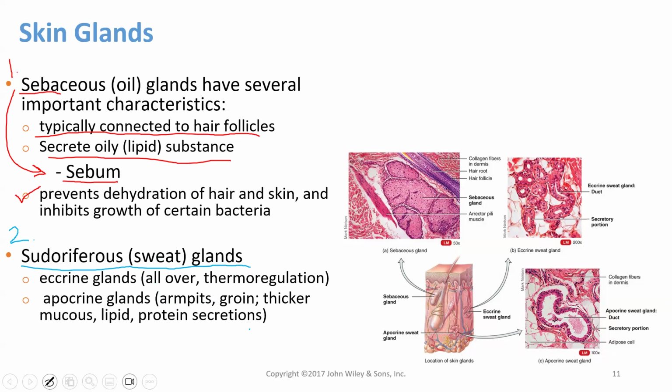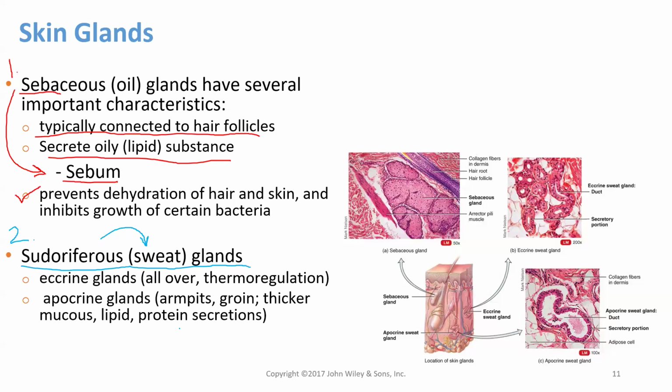Sudoriferous glands are different. They secrete sweat, mostly water. You're not going to believe me when I tell you one of the things that's actually still coming out of it, but for now, water. They prevent overheating. They help regulate our body temperature, right?